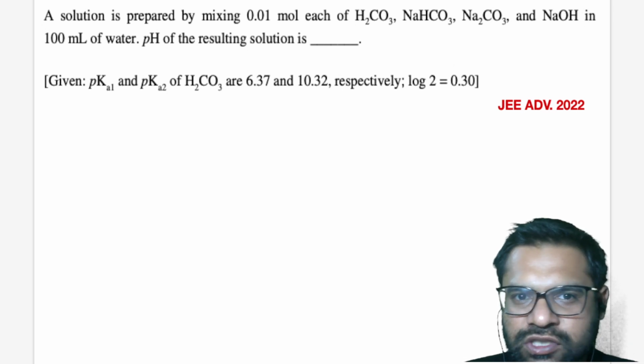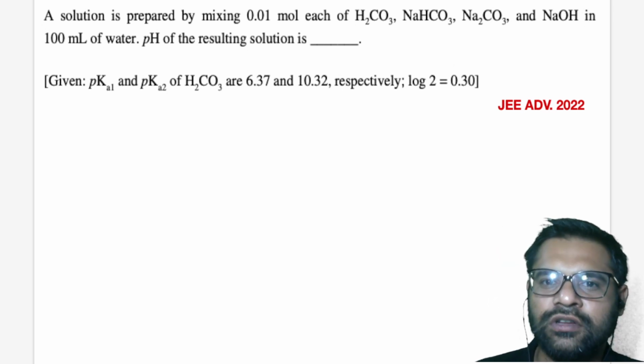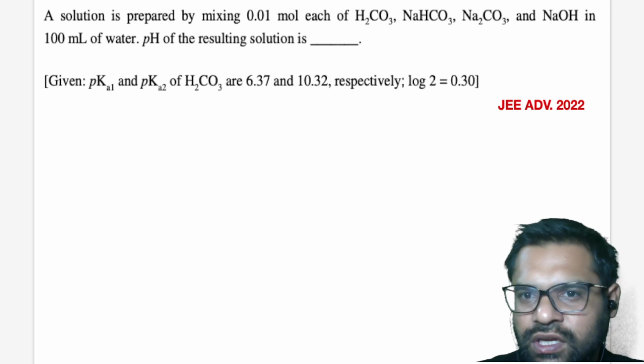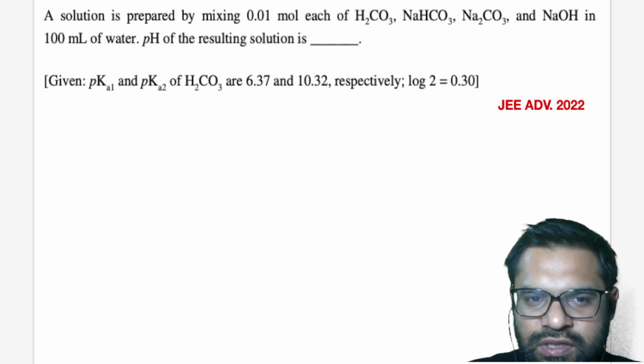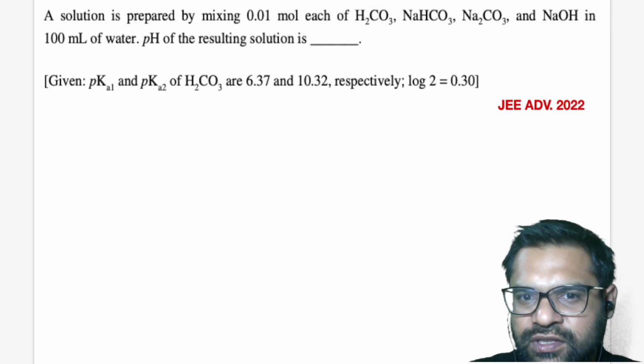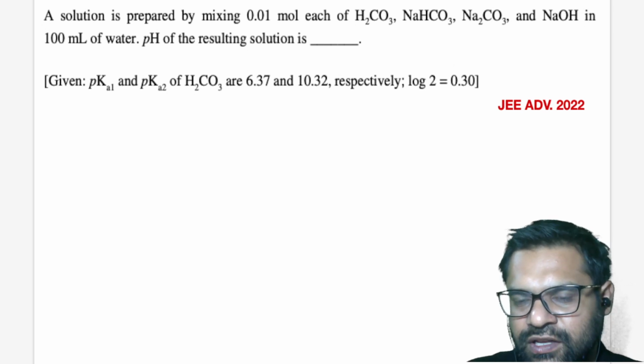क्वेश्चन ये है कि the solution is prepared by mixing 0.01 mole each of H2CO3, NaHCO3, Na2CO3 and NaOH in 100 ml of water. The pH of the resulting solution is, and we are given that pK1 and pK2 of H2CO3 is 6.37 and 10.32 respectively.